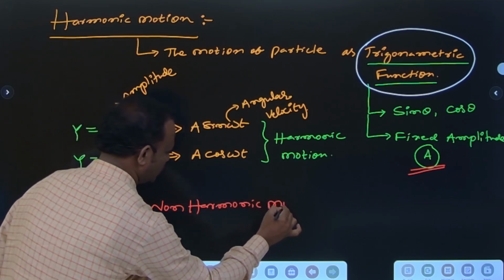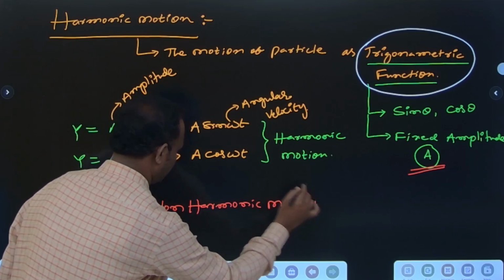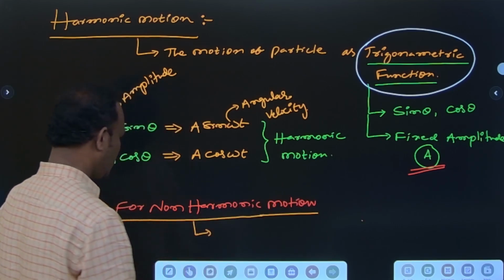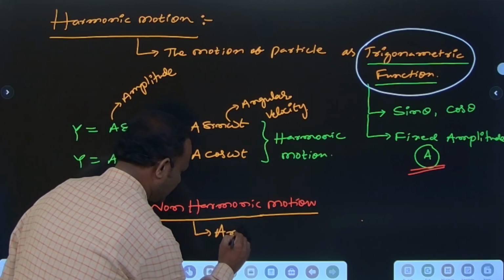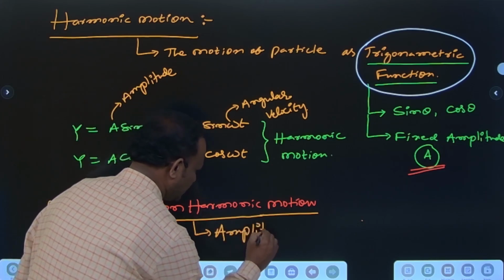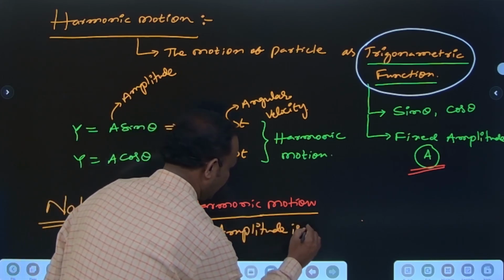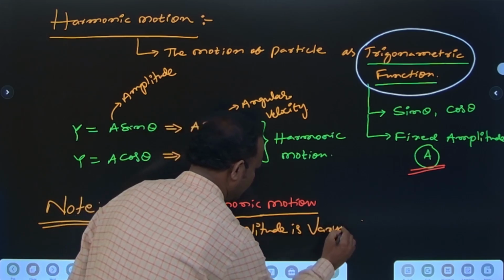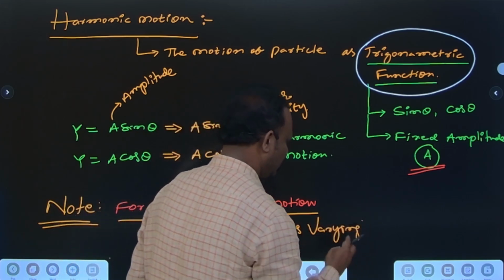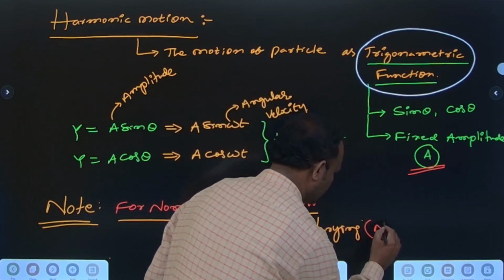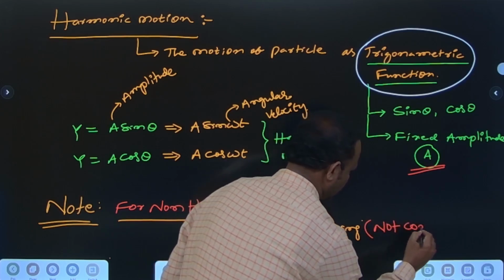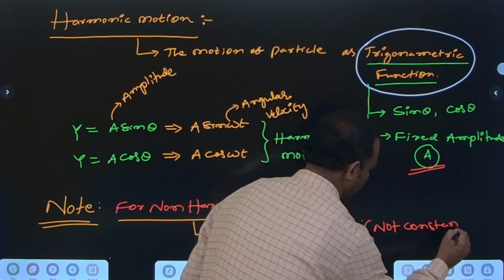Non-harmonic motion. Now for non-harmonic motion, amplitude is varying. Varying means it is not constant. This is not constant.